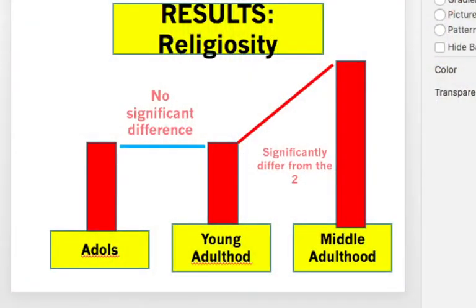Like for example, in terms of religiosity, I found out na walang pinagkaiba yung level of religiosity between adolescents and the young adults. Basically, they are in the average level of religiosity. But things are different when you compare the religiosity of middle adulthood. Sa middle adulthood, yung kanilang mga scores in religiosity significantly higher compared to adolescents and young adulthood. So, yan yung kinalabasan ng aking cross-sectional research.